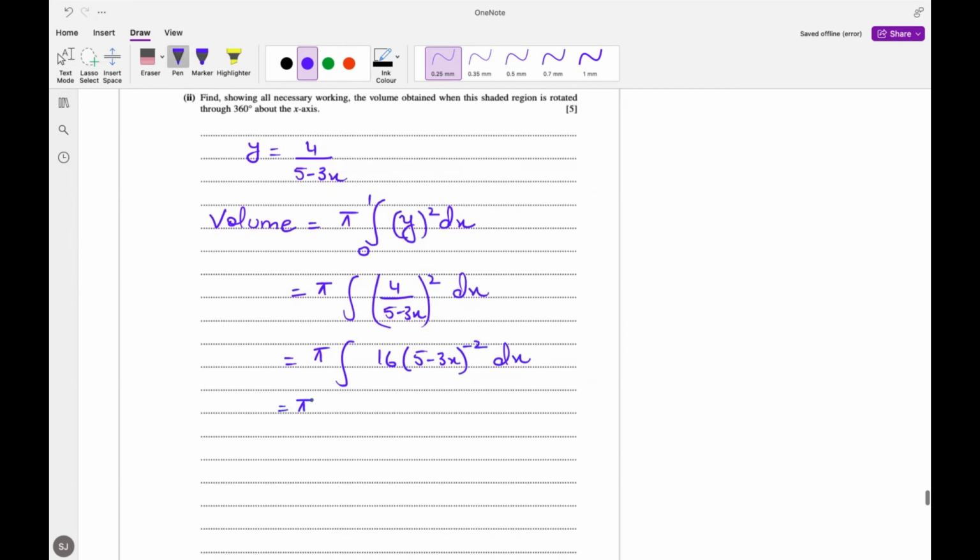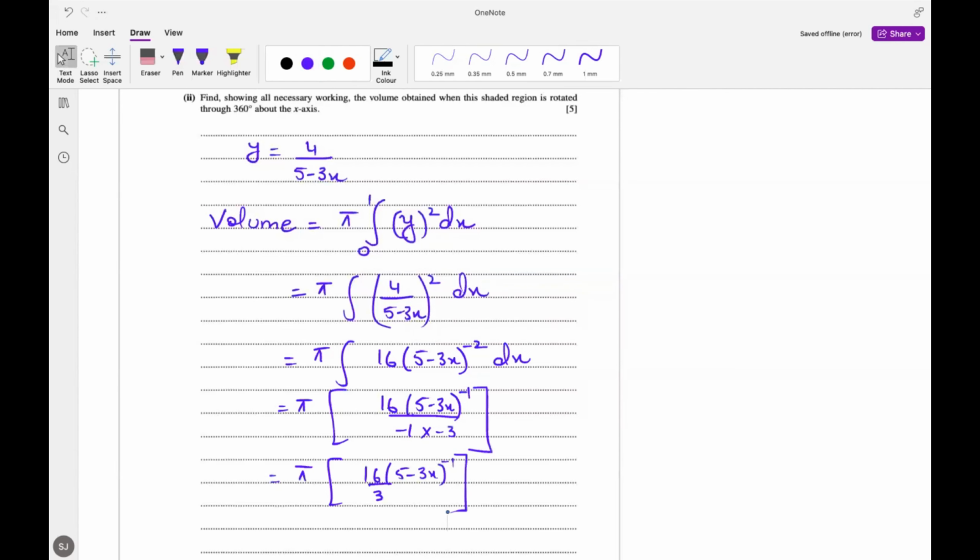Integrating, we'll keep pi outside. For integration, we increase the power by 1 and divide by the new power. So this will become 16 into (5 minus 3x) to the power minus 1 upon minus 1, and we multiply by the derivative. The derivative of 5 minus 3x is minus 3. So the integral becomes 16 into (5 minus 3x) to the power minus 1 upon 3.